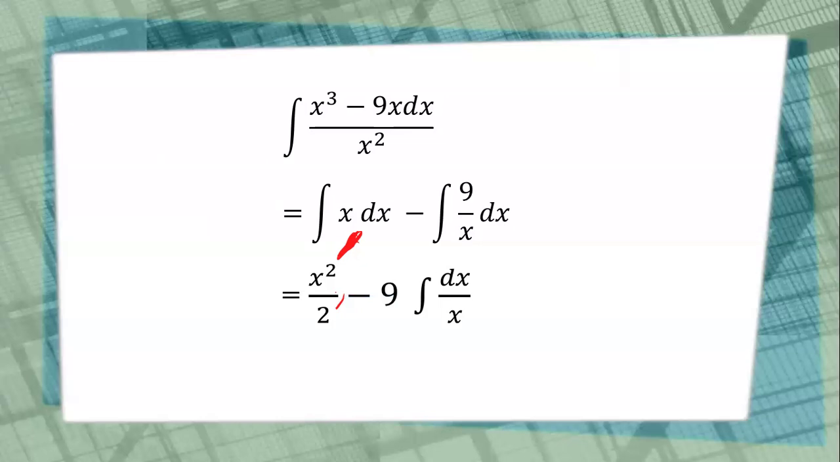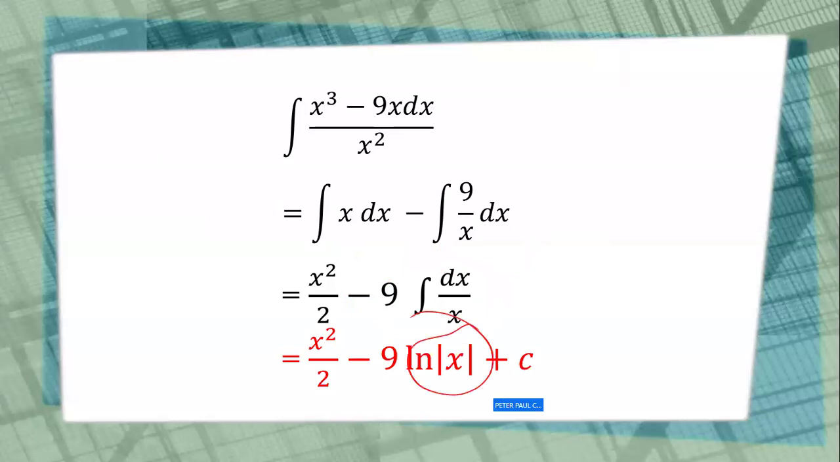Then for this one, you'll have a du over u. It's like a du over u, right? So the answer here will be a natural logarithm. So to get the final answer, you'll have x squared over 2 minus 9 ln of x plus c. Do not forget the absolute value. Okay? Let's have the last item.